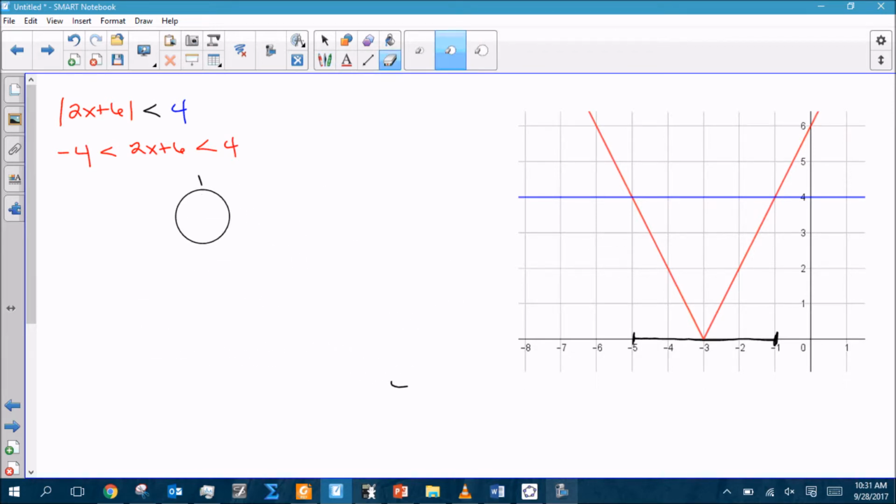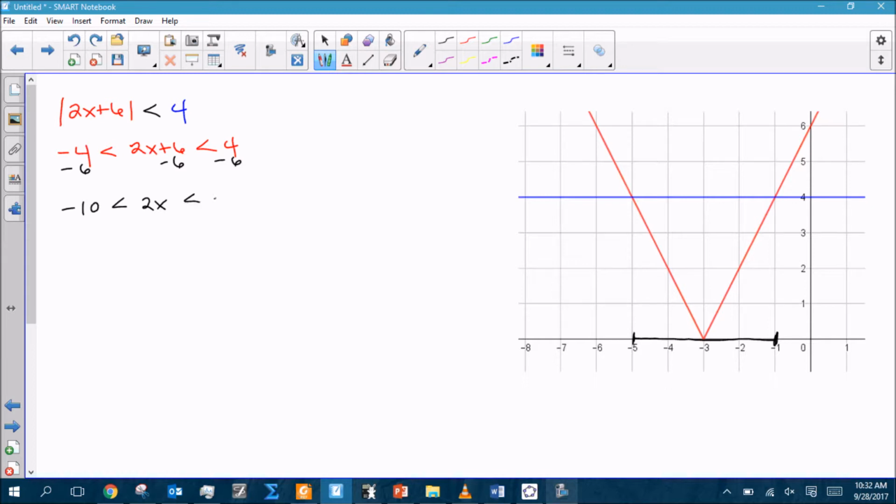We talked about in class that if you just had that, you would subtract 6 first to solve for x. So if we've got them both at the same time, let's just solve both inequalities at the same time. We'll subtract 6 from all three parts and get negative 10 is less than 2x is less than negative 2. Then again, for the same reason, we take care of it all at once and divide everything by 2. And we get negative 5 is less than x is less than negative 1.